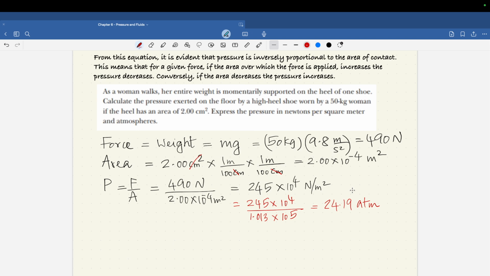Now that's the answer in newton per meter squared, and we need to change it into atmospheres. So we're going to talk about atmospheric pressure later on, but right here just know that 1 atm is equal to 1.013 times 10 to the 5. So you see that number. So you got to know that. So if you divide newton per meter squared with that number, you get it in atmospheres, or atm. Okay, so that is the problem there.